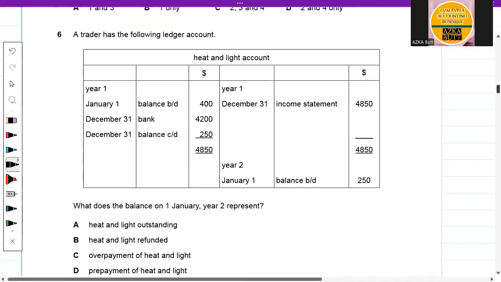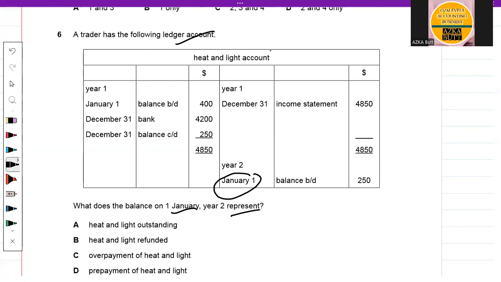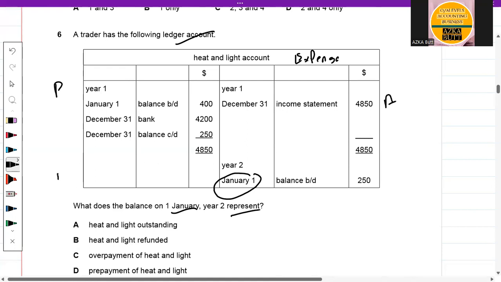Question number 6. A trader has the following ledger account. So what does the balance on first January year 2 represent? They're talking about this year 2 January 1st balance. This is a heat and light account. It means that this is our expense account. And for expense accounts, we use the mnemonic PA. So if balance BD is there, it means this is showing us a prepaid expense.